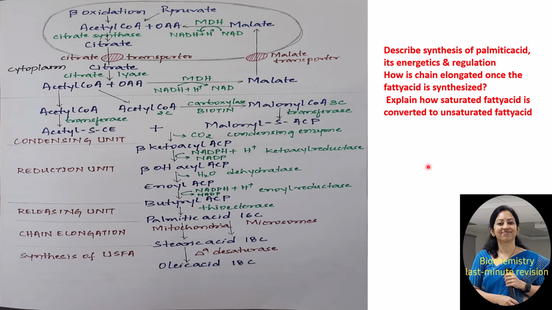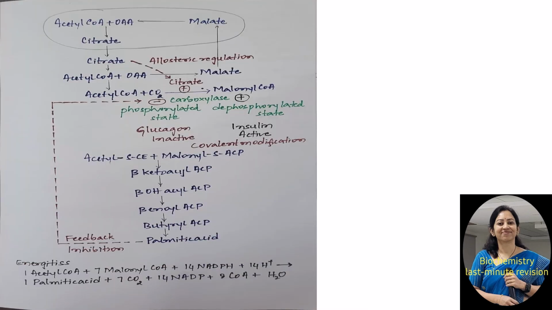So this is how you need to answer all these questions. So describe synthesis of palmitic acid, you have to explain this part. Then how is the chain elongated? Chain elongation, either you can write mitochondria or microsome, where the chain elongation is done to form stearic acid, 18 carbon. Then how are unsaturated fatty acids synthesized? By delta 9 desaturase enzyme. This is how de novo synthesis of fatty acid takes place in the body.